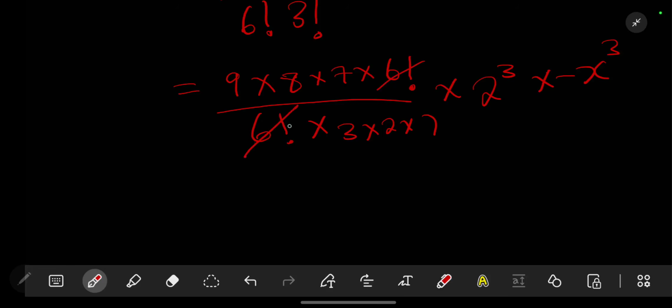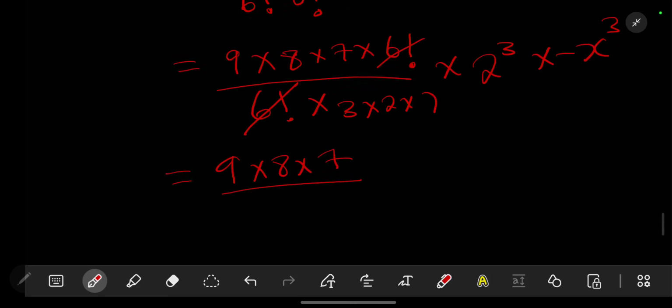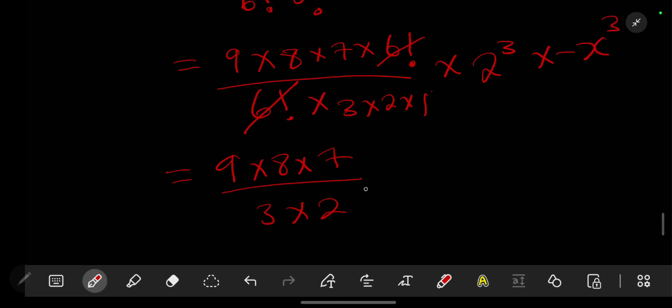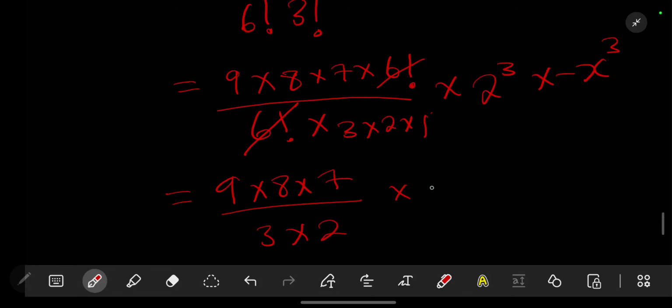So we cancel this, we have our 9 times 8 times 7 over 3 times 2, which is 6, but we can just let it be like this. The aim is for us to avoid multiplying a lot so that we don't make a mistake. So we can forget the 1, like that. So we have our 2 to the power of 3, which is just 8. So we are going to say 8 times negative x to the power 3, like that.